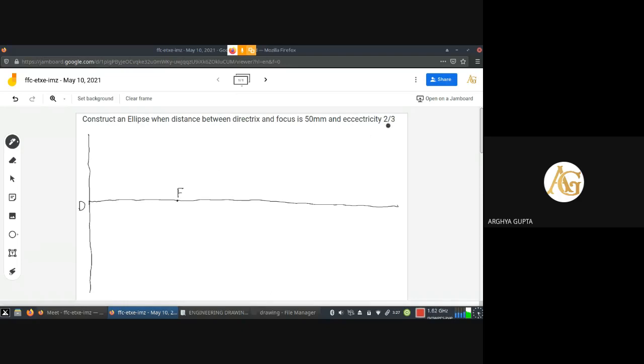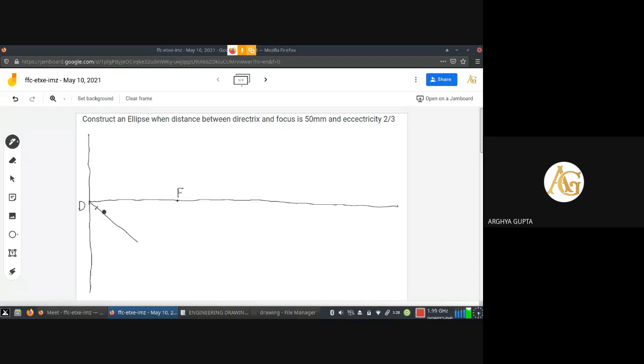It is told that eccentricity is 2 by 3. That means, numerically or geometrically, the distance of the vertex from the focus is 2 units, and the distance of the vertex from the directrix is 3 units. If you recall the eccentricity definition, it is the distance of a point from the focus divided by the distance of the same point from the directrix. So 2 units from focus and 3 units from directrix. So we have to divide the DF line into 5 equal parts firstly.